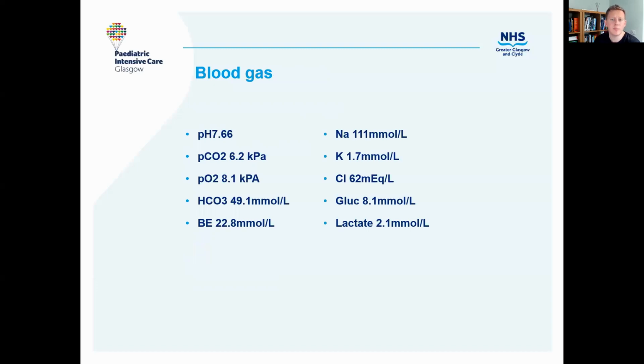So this slide describes the blood gas that you're presented with. The pH is 7.66, the PCO2 is around 6, the PO2 is 8, the bicarb is 49, and the base excess is positive at 22.8. There's also electrolytes provided on that gas. The sodium, surprise, surprise, for a case of symptomatic hyponatremia, is 111. The potassium is 1.7. The chloride is 62. The blood sugar is 8.1. And the lactate is 2.1. So my first question to everybody listening would be, how would you describe this picture? How would you describe the abnormalities in this blood gas?